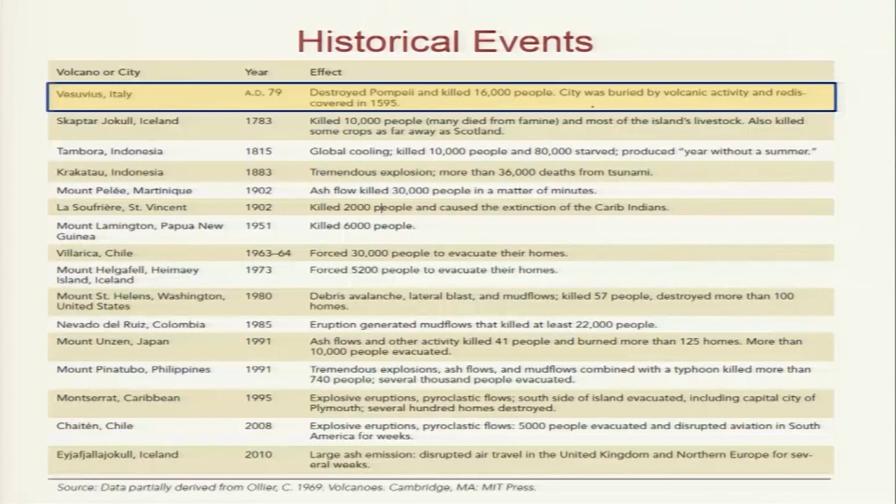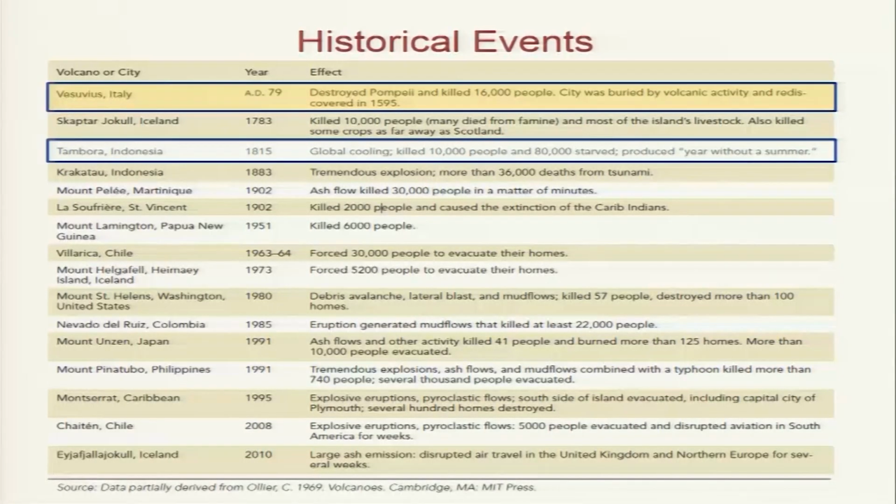And it says that the city was buried by volcanic activities and then rediscovered in 1595. So until then they were not even aware that there was such a deadly volcanic eruption which killed almost 16,000 people, and the city was completely buried under the volcanic ash and debris.